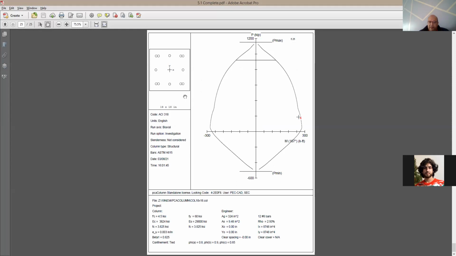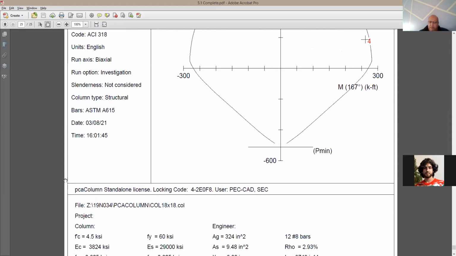In your midterm, I'm going to give you an output very similar to this. This is why I won't walk you through all of it, so that you can read the entire page, know exactly what you're looking for, and know the information provided there. As you see here, this is the output for a software. It's called PCA column.